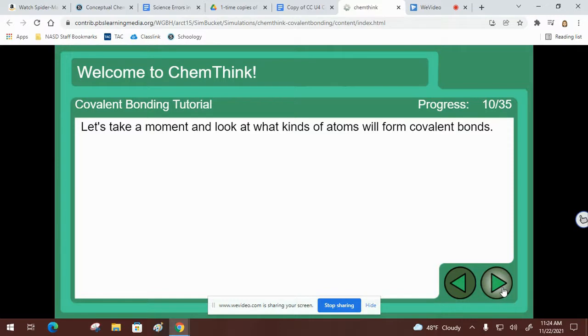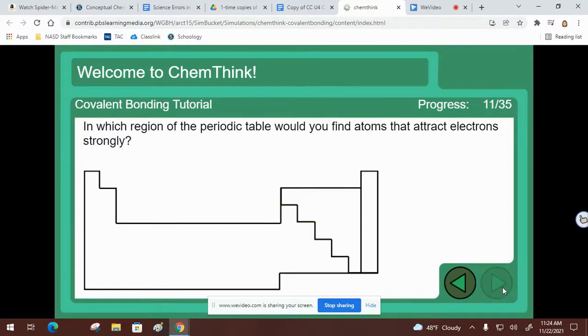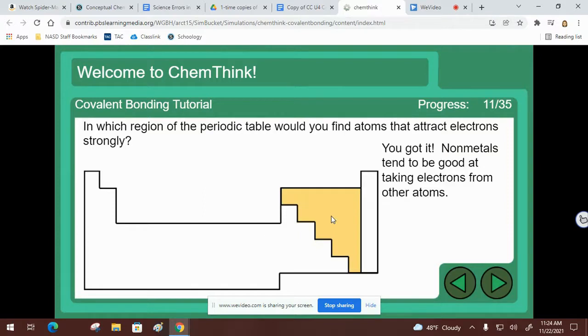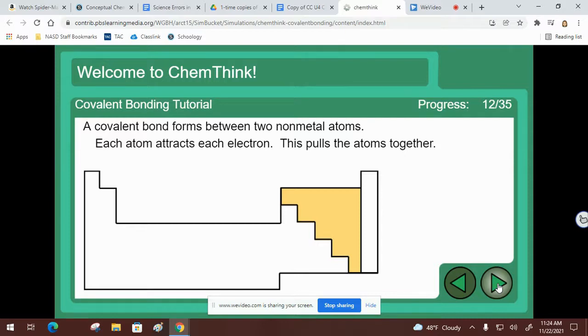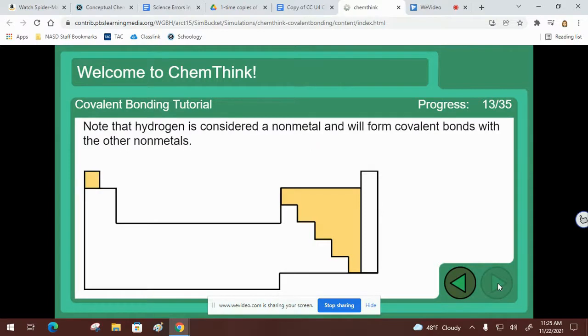Let's take a moment and look at what kind of atoms will form covalent bonds. In which region of the periodic table would you find atoms that attract electrons strongly? Non-metals at the upper right side of the periodic table are good at attracting electrons. A covalent bond forms between two non-metal atoms. Answer the next question. Each atom attracts each electron. This pulls the atoms together. Note that hydrogen is considered a nonmetal, and it will form covalent bonds with the other nonmetals.